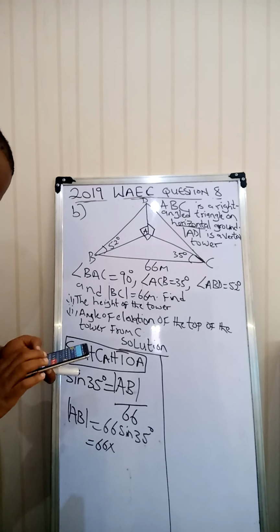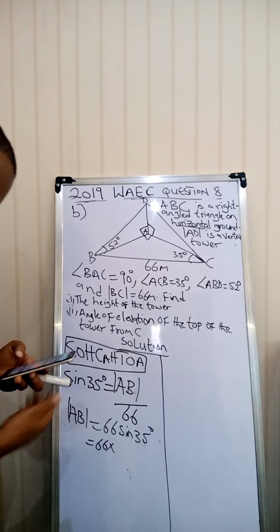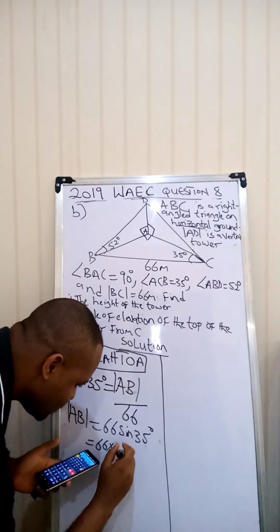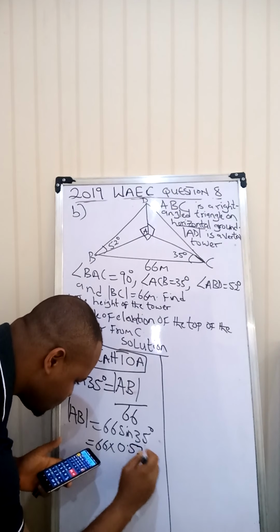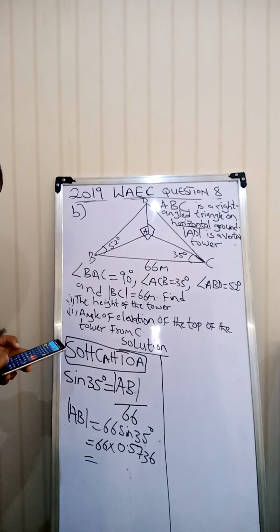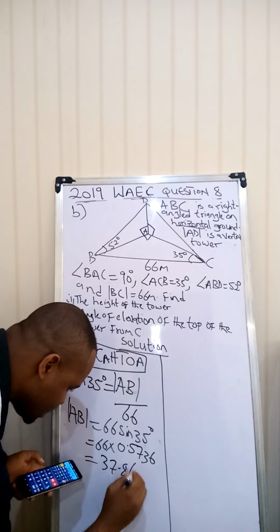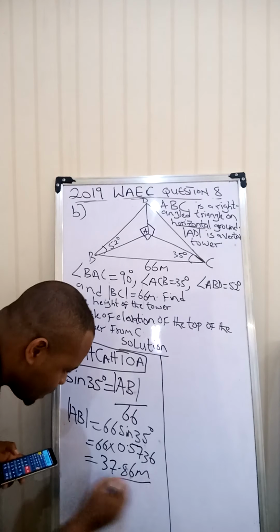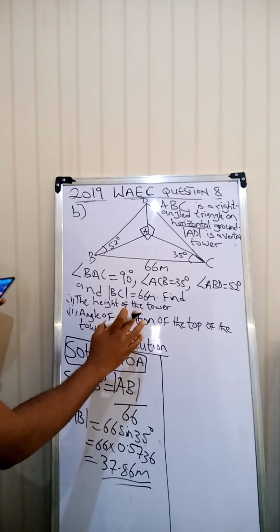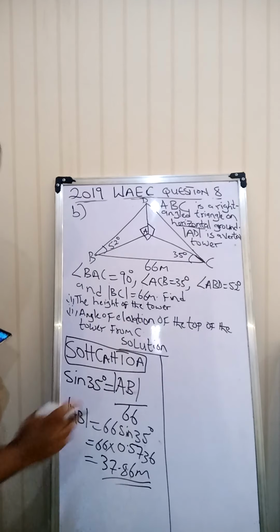All right, I have sine 35. I have it as 0.5736. Punch your calculator to be sure we are getting the same value. If I multiply by 66, that will give me 37.86 meters. That's to 2 decimal places. Okay, they didn't tell us, but I always like keeping to 2 decimal places.